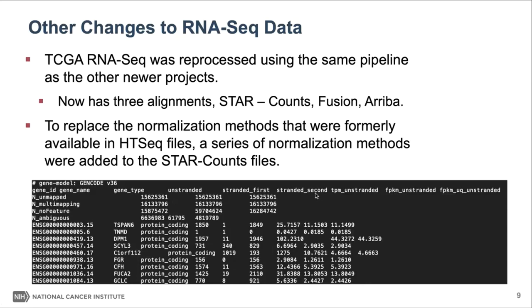And I do want to mention a way to determine if a sample was produced using a stranded library. In the N ambiguous row here, I think it's the 6th row down right here, they should have a significantly higher number of reads in the stranded first than the stranded second, or vice versa. And that will tell you that it is likely a stranded library.